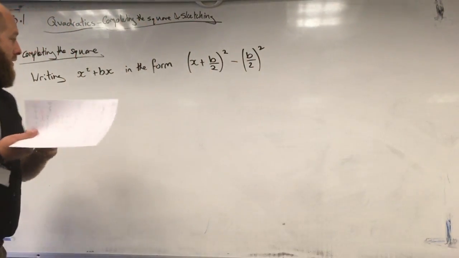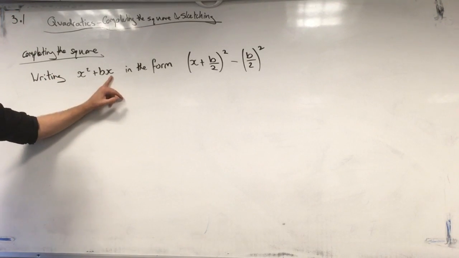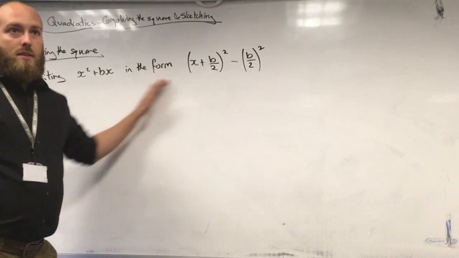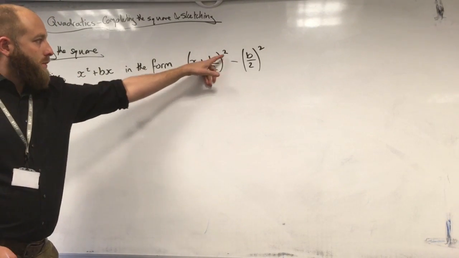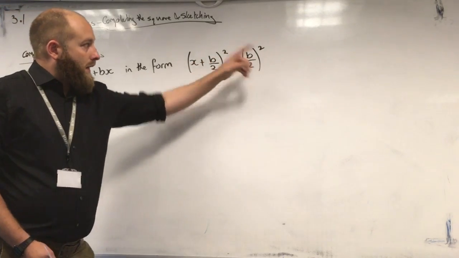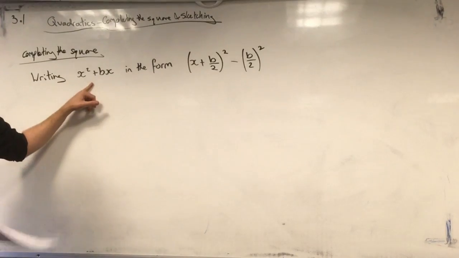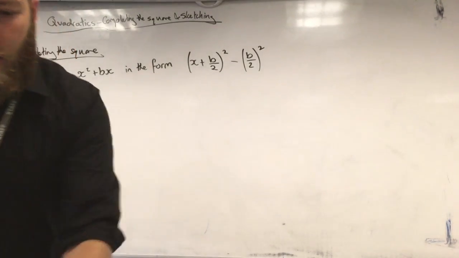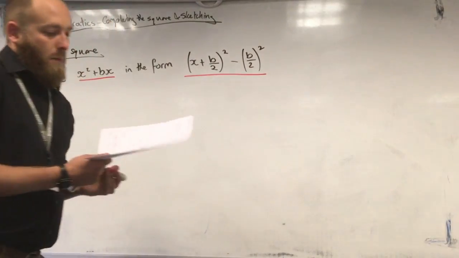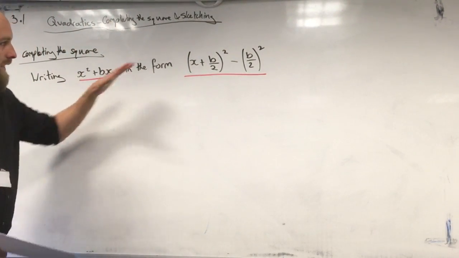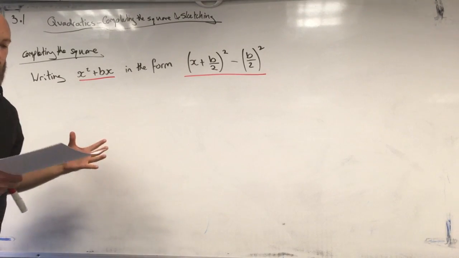completing the square is literally just writing the first bit of a quadratic, x squared plus bx, in this form. And these are interchangeable. So basically we put b over 2 in the brackets squared minus b over 2 squared, and if you want to try expanding that, you'll end up back here. So this is a formula you need to learn. And we're going to be looking at all the different things that we can write in this form. They do get slightly harder, but we'll go through examples for each of those.